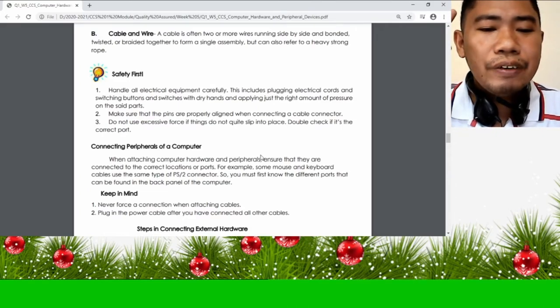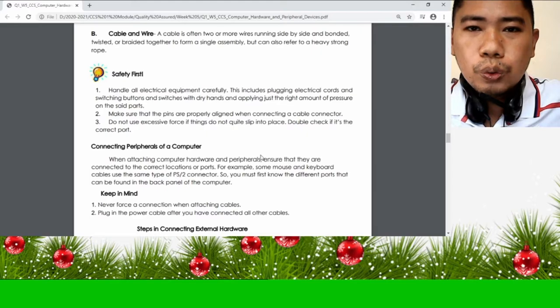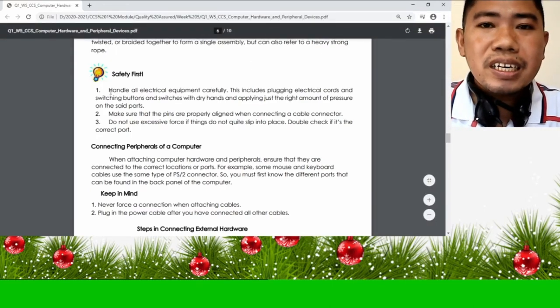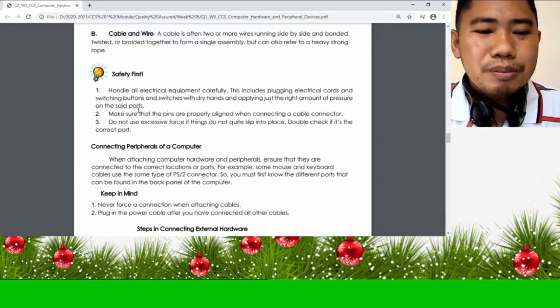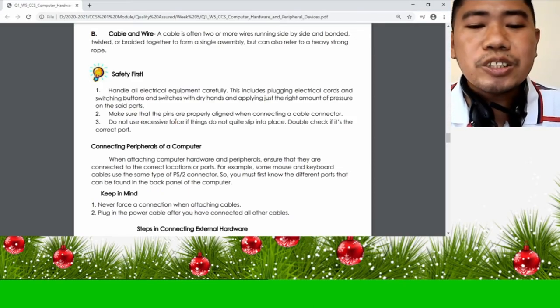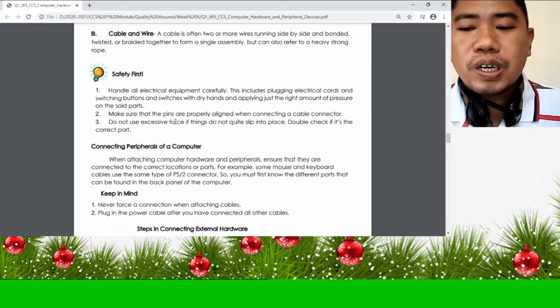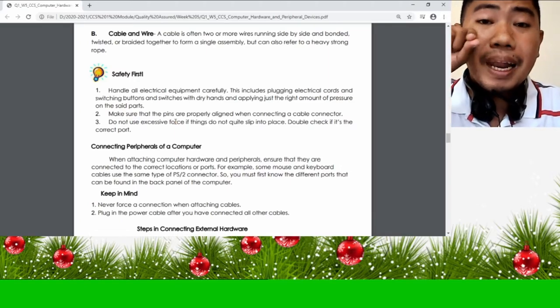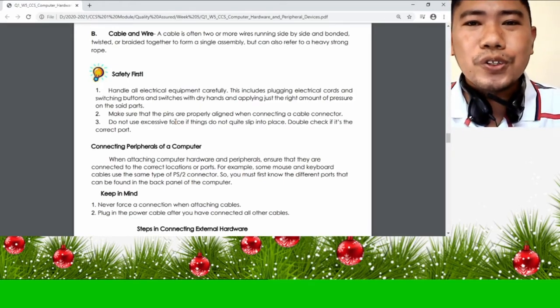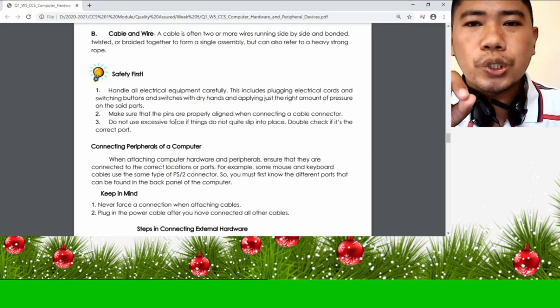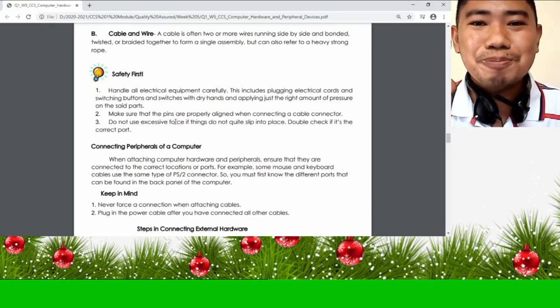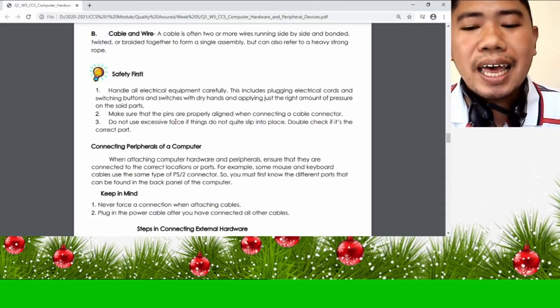Dayon, what are the safety precautions when we are going to attach or connect peripheral devices to our computers? Number one, can you read number one? Handle all electrical equipment carefully. This includes plugging electrical cords and switching buttons and switches with dry hands and applying just the right amount of pressure on the said parts. When you are going to plug, ayaw i-duot kung maguba na. Apply just the right amount of pressure. So, dili kusog, dili pod sobra ka hinay. Sakto lang. Gets? Okay, number two, make sure that the pins are aligned when connecting a cable connector.